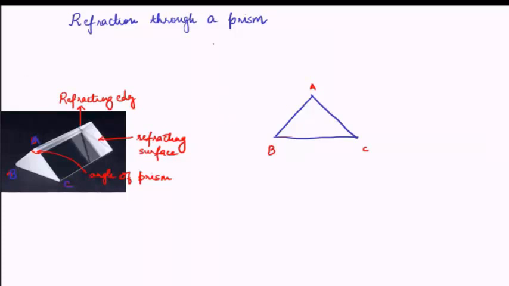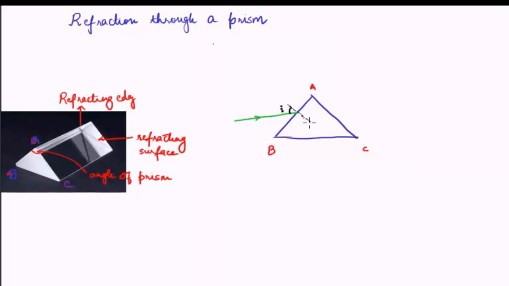Now a ray of light will come and strike one of the refracting surfaces. Let's say that light is traveling in this direction, then the ray of light comes and strikes here. Fine. Now let me draw the normal. If this is my normal, then this is the angle of incidence. Let me write it as I.